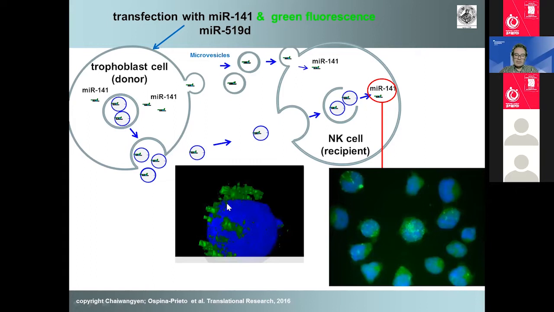And here, this is one huge nucleus. This is with 2-photon microscopy, and you see here vesicles around the nucleus. This is an NK cell, and these are incorporated vesicles derived from trophoblast cells.